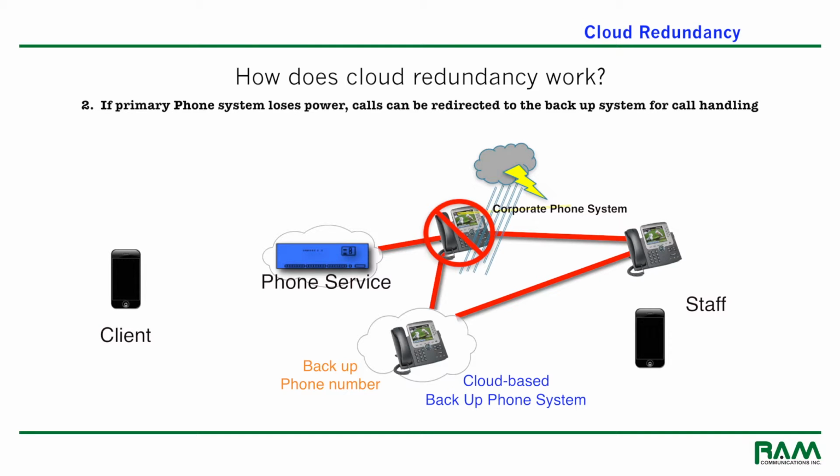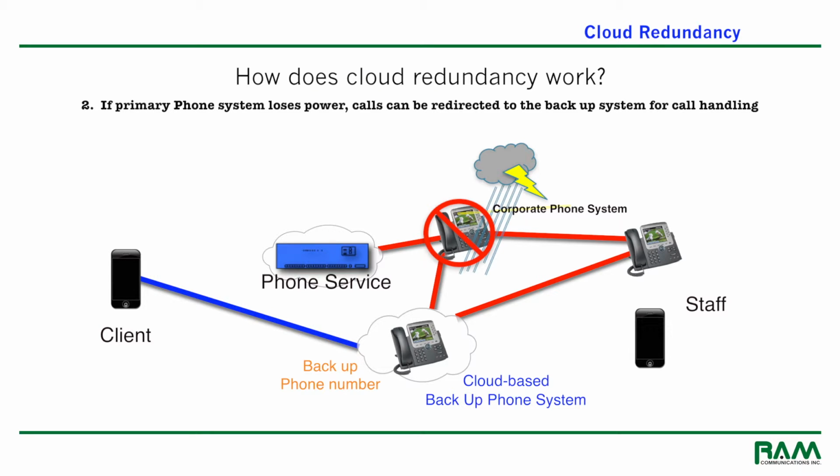For example, clients can still reach a system greeting for your business, an extension list for all your personnel during that power outage. The reason this is possible is because all calls are now being rerouted to the cloud system, which is of course located in another place.